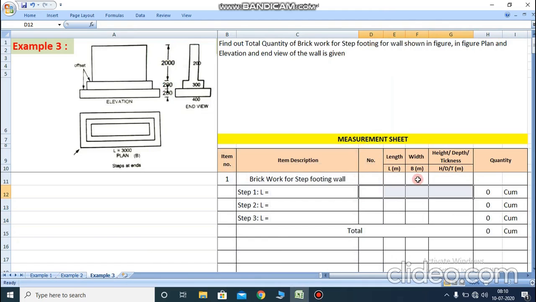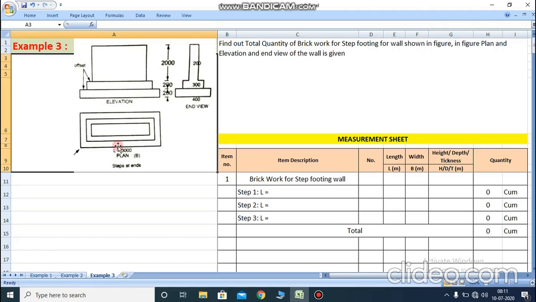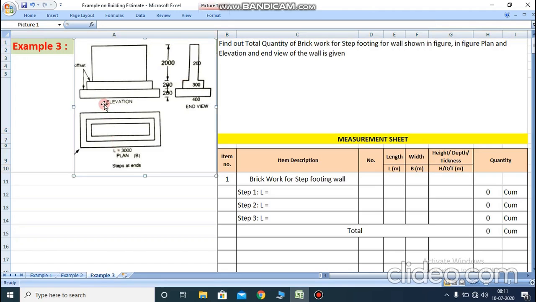Now we start example number 3. In this example, find out the total quantity of the brickwork for a step footing for a wall shown in a figure. In the figure, the plan, elevation and end view of the wall are given. See this figure here. Sometimes a section view is given.